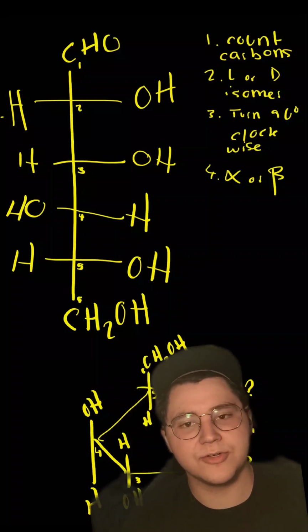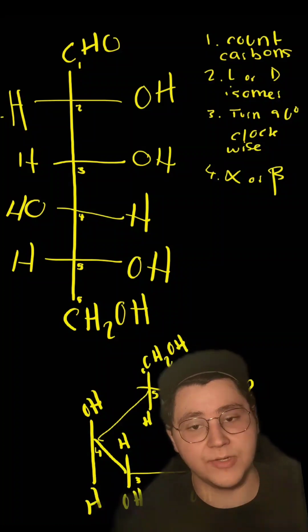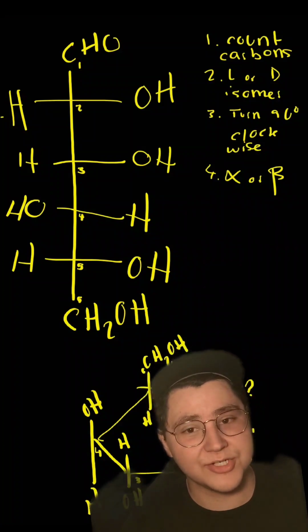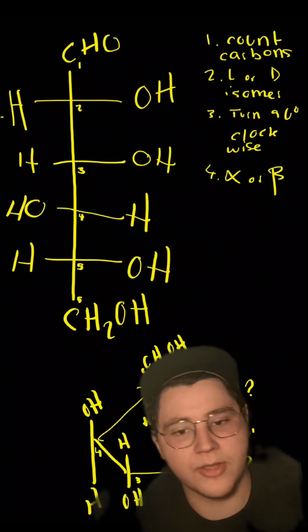How do you convert between a Fischer and a Haworth projection? The first thing you're going to do is count your carbons. You're going to go all the way from carbon 1 down to carbon 6, so that when we convert to our Haworth projection, we can make sure we're working on the right carbon, and that when we look at the substituents and the directions, you're going to see exactly which carbon you need to be working on.